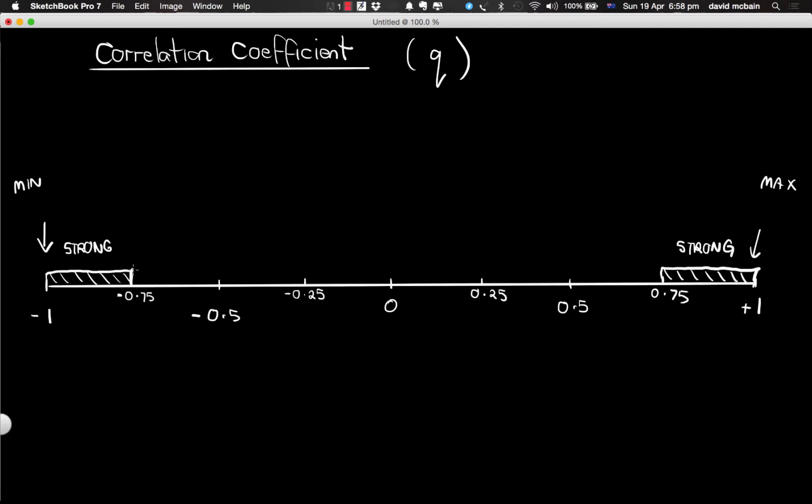If you get a value between -0.75 and -0.5, and I'll just shade that with a different style, we would call that moderate. And likewise here, that is called moderate. So that would be moderate negative and moderate positive.